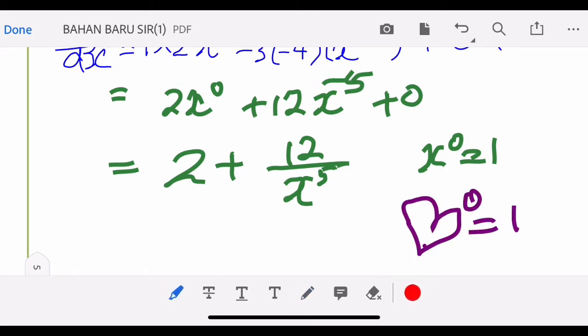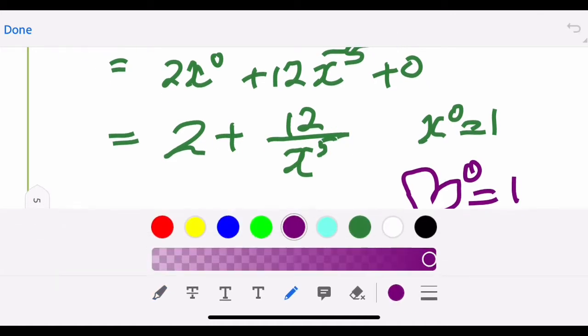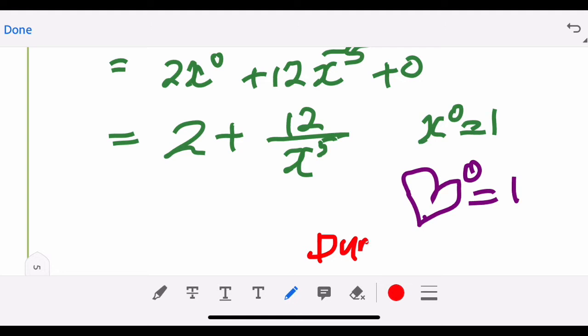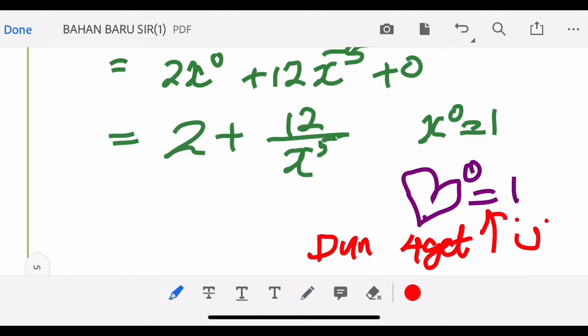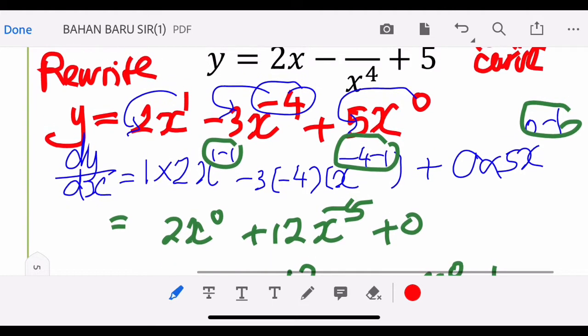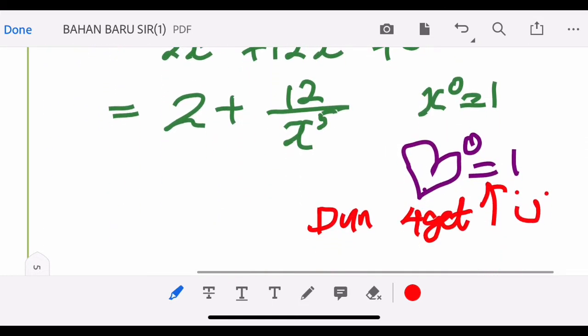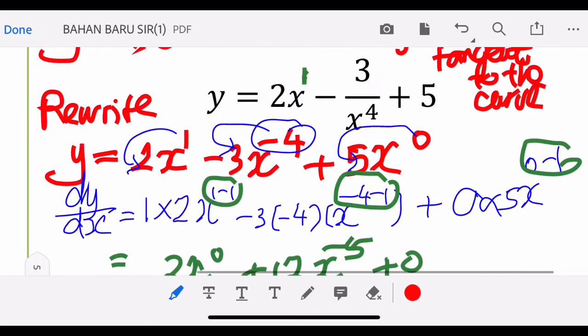So then you have to write your answer in fraction like this. So this is the final answer after you differentiate the y. So okay, I hope that you will always practice so that the differentiation skills are always with you. So we use the power rule to solve the differentiation.